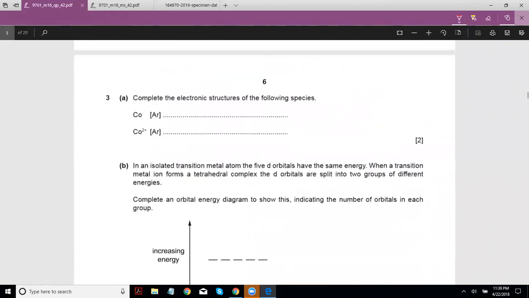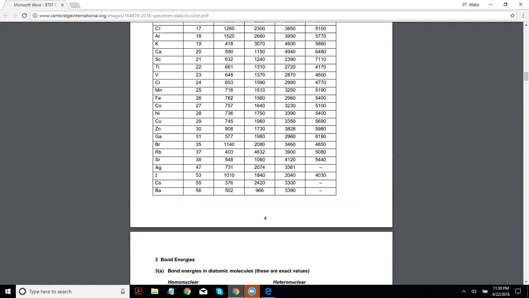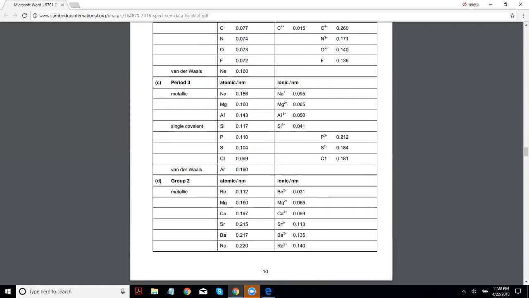Good. Complete the electronic structures of the following species. What's the configuration of cobalt? Is it in the data booklet? The data booklet, that is on the last page.